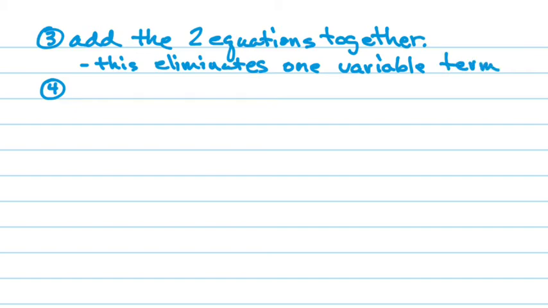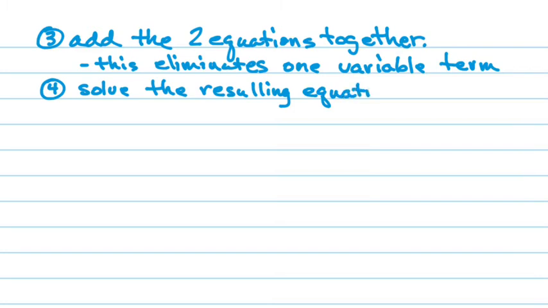Now, it doesn't matter if you eliminate your x's or you eliminate your y's. You're going to look at whichever one is easiest, and we'll look at some examples so you can help choose which one you think is easiest. Step 4 is simply to solve the resulting equation. Because once you've eliminated one of your variable terms, you're just going to end up with a simple linear equation to solve. You'll either solve it for x or solve it for y. And you're going to get one of the variables solved.